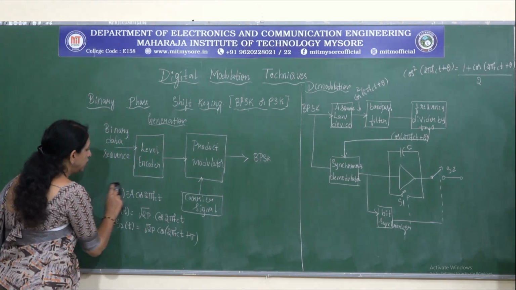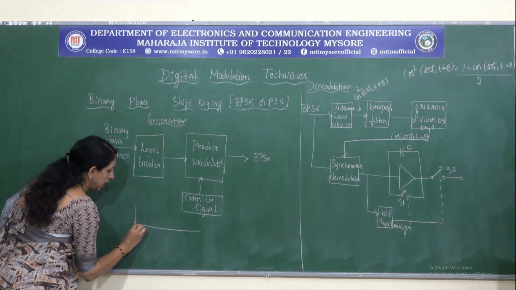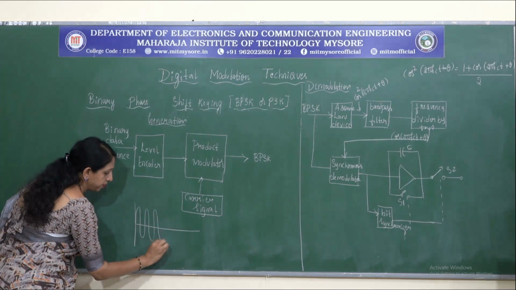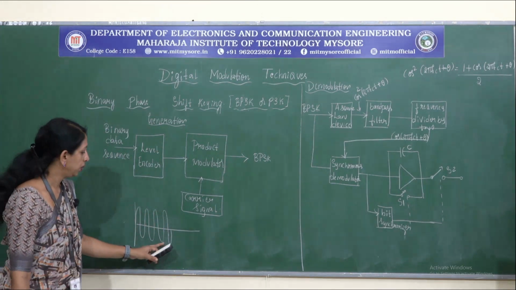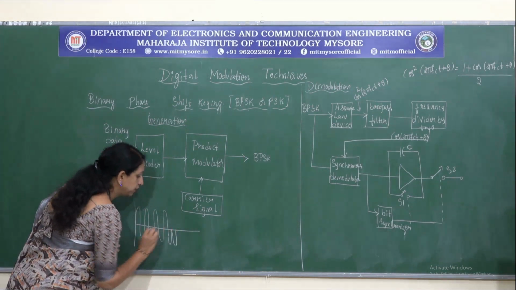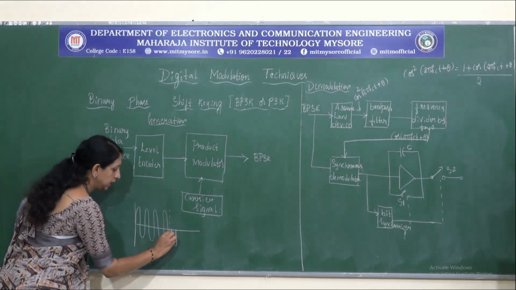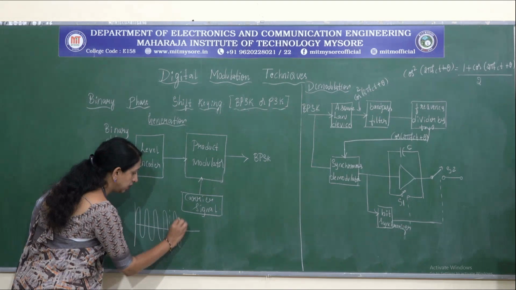Now I'll try to draw the signal with the help of level shifters. These two carrier values should be leveled with the help of level shifters. Those two signals should be multiplied with the carrier signal using a product modulator. Of course, at both the transmitter and the receiver ends we require a carrier signal.